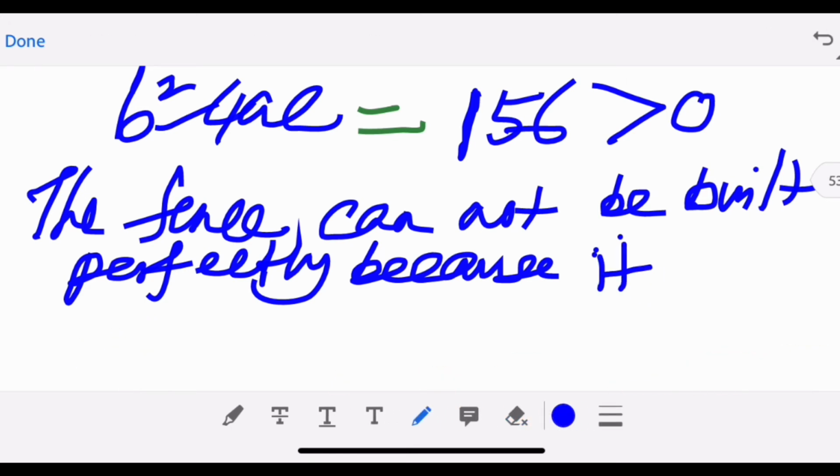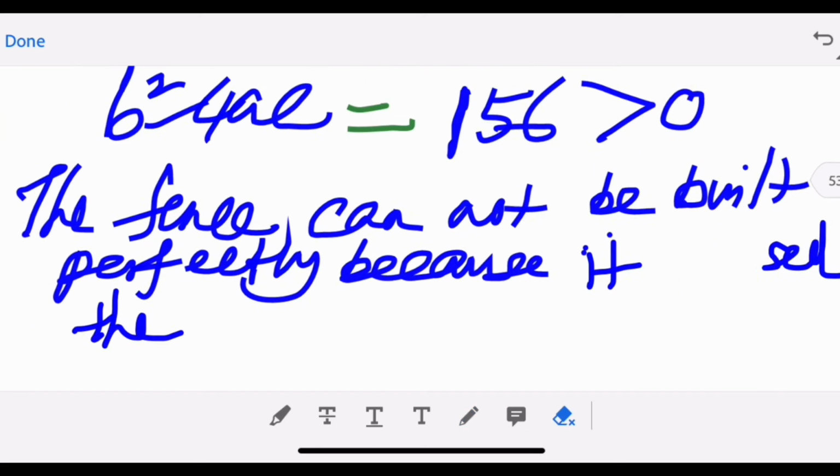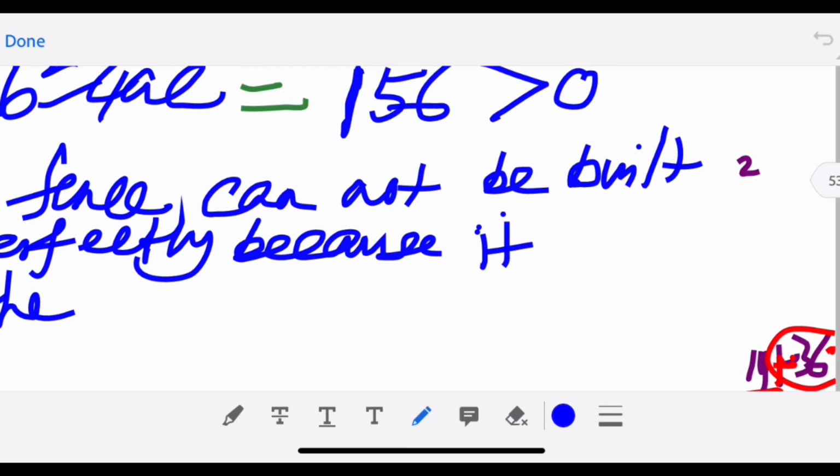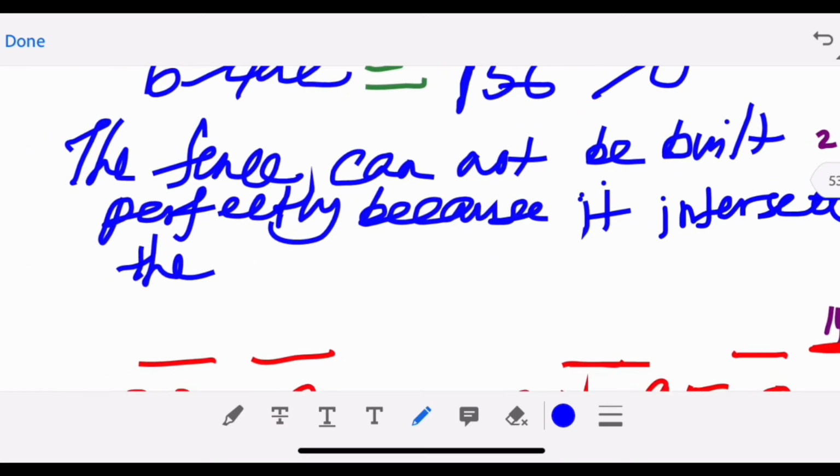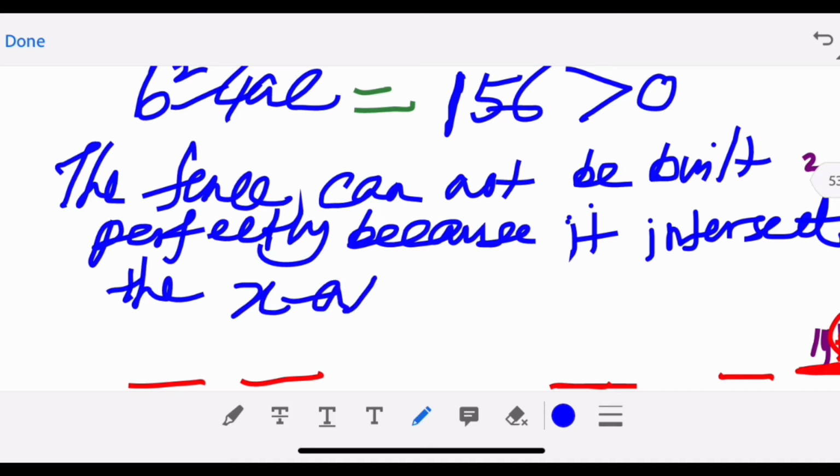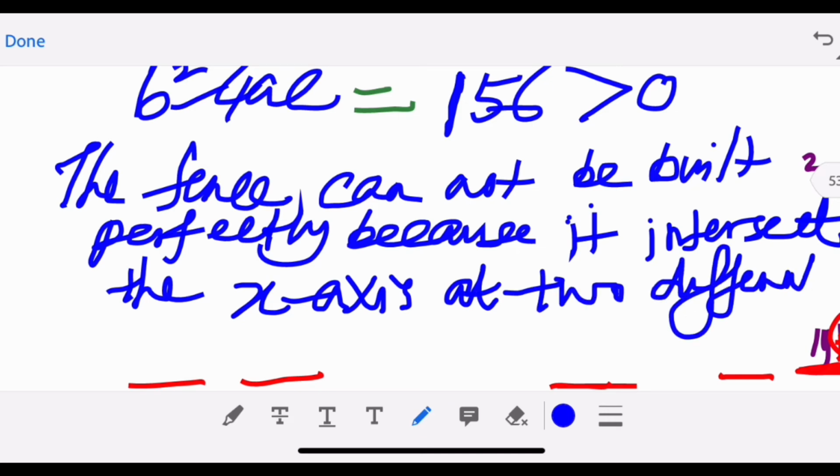Because it intersects, use the right terms, write that it intersects the x-axis at two different points. The b squared minus 4ac more than 0 supports our justification.